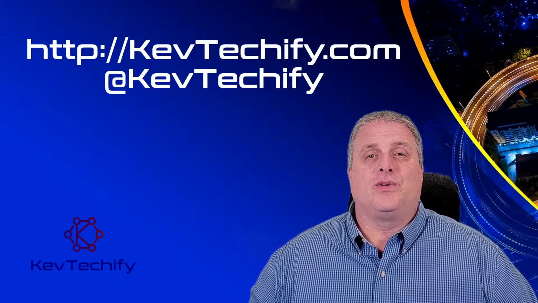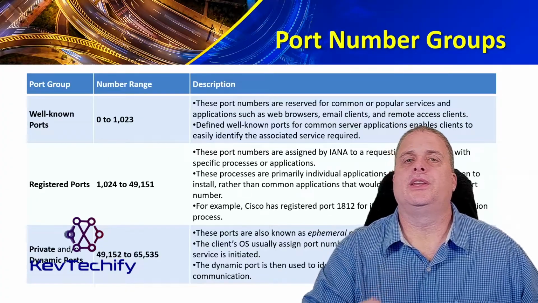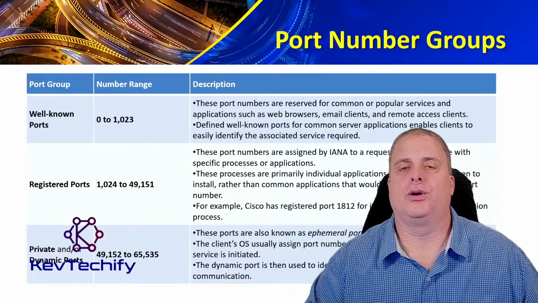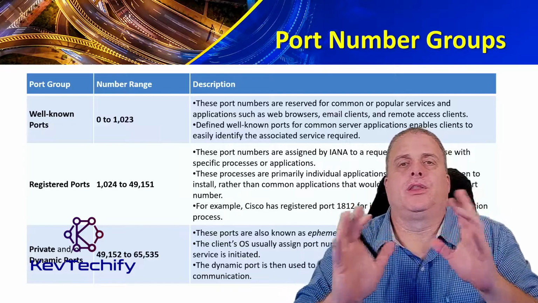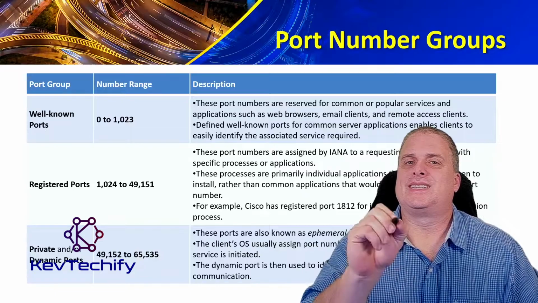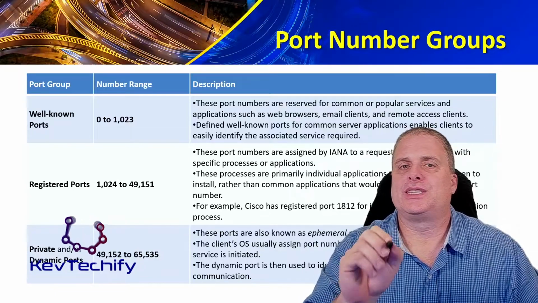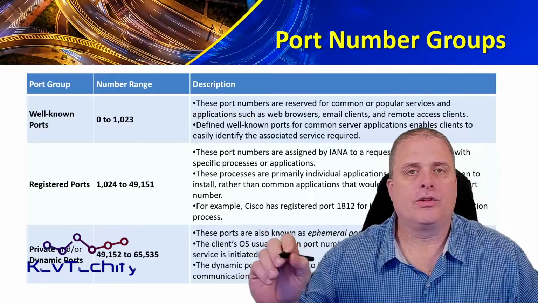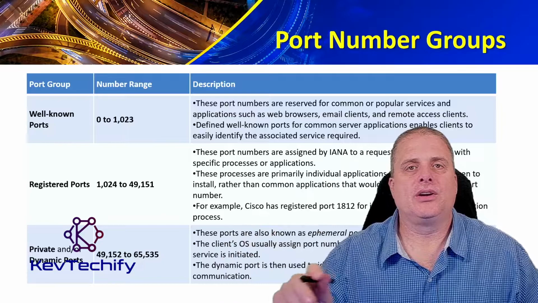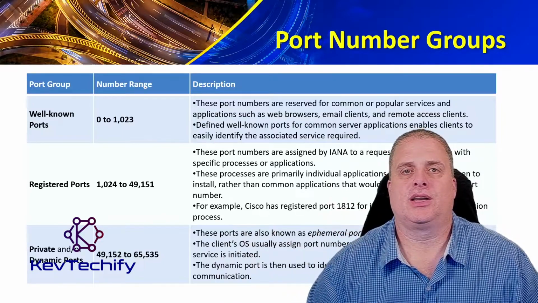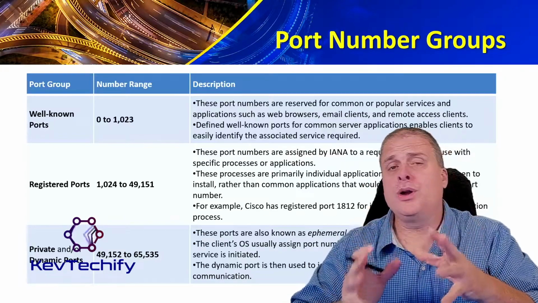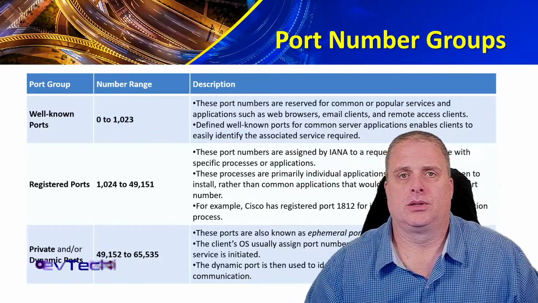As we look at these logical layer 4 port numbers, there are basically 3 groups of them. Remember, these port numbers are 16 bits long. If you take those 16 bits, put 1 in all the columns, so you have 16 binary ones together, and convert that into decimal, you come up with 65,000. So there are 65,000 possible port numbers. We break those into basically 3 separate groups.